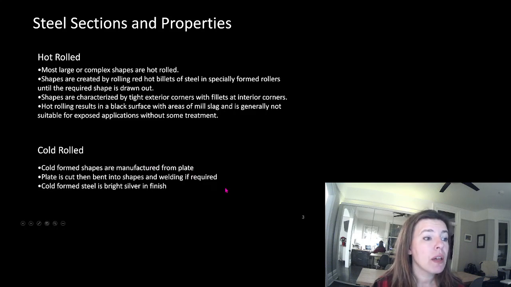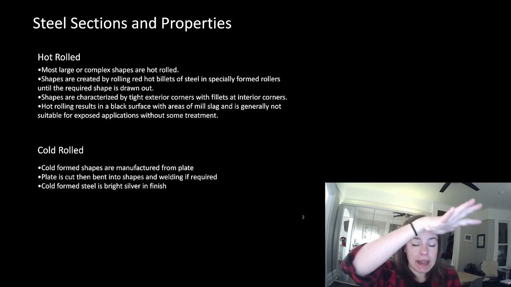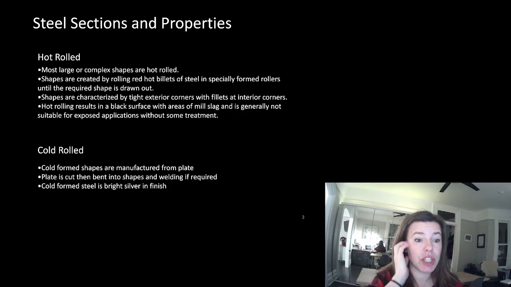Cold rolled or cold formed shapes are manufactured from a piece of plate and they just get pressed into shape without heating them up. The plate is cut and then bent or rolled into shape and then welded if required. Cold formed steel is bright silver in finish. HSSs are cold rolled sections.